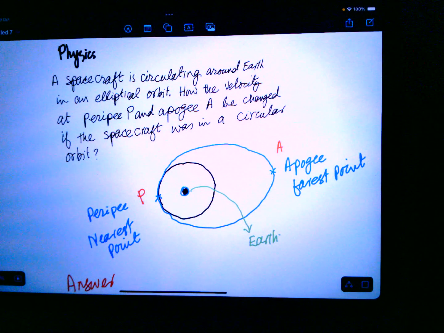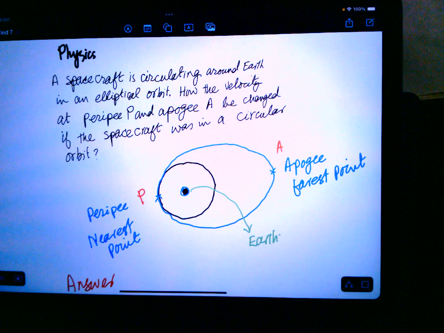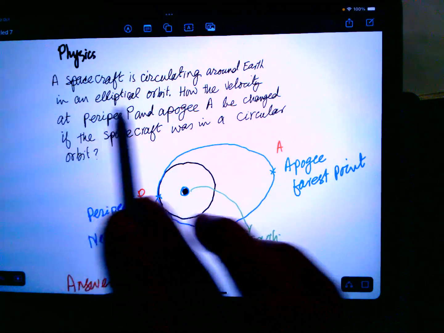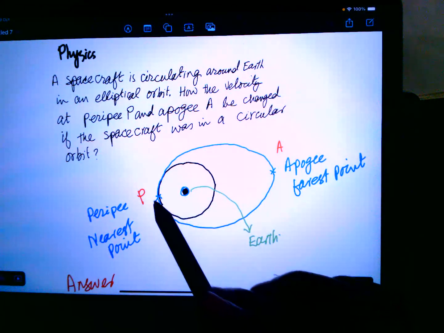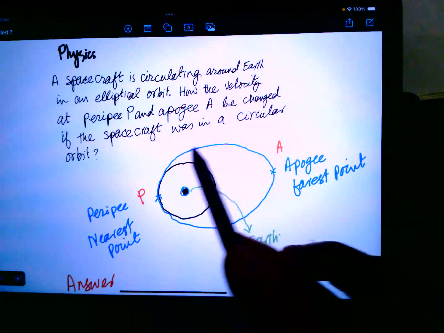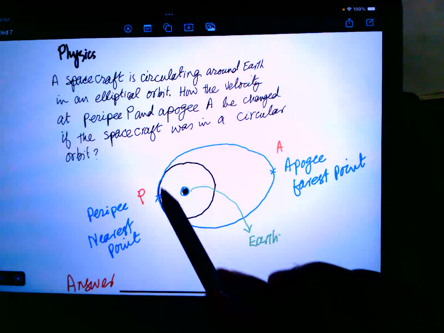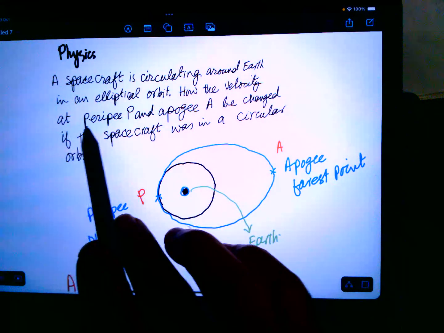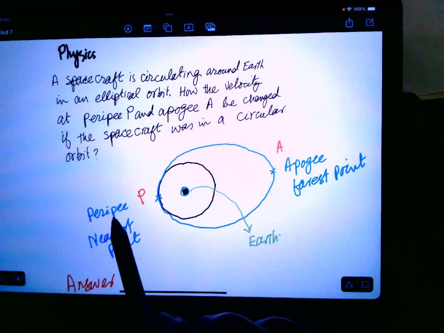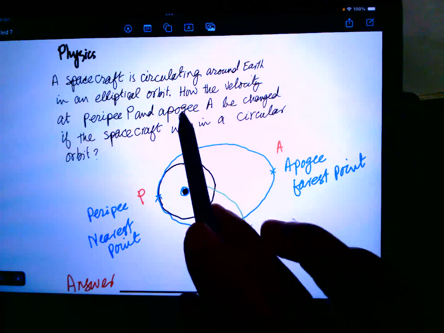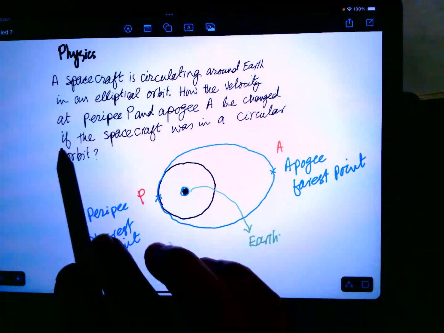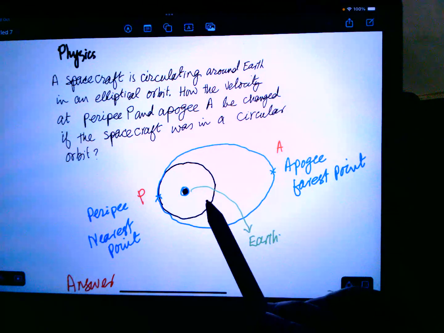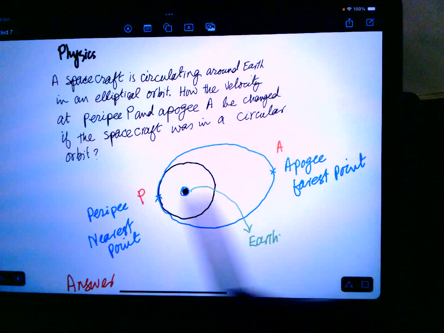Hello, physics. Interesting question. The question is: a spacecraft is circulating around Earth in an elliptical orbit. So this is a spacecraft, orbiting the Earth in an elliptical orbit. How would the velocity at the perigee P point and apogee A point change if the spacecraft was in a circular orbit? If it is in a circular orbit, what will be the velocity at these points?